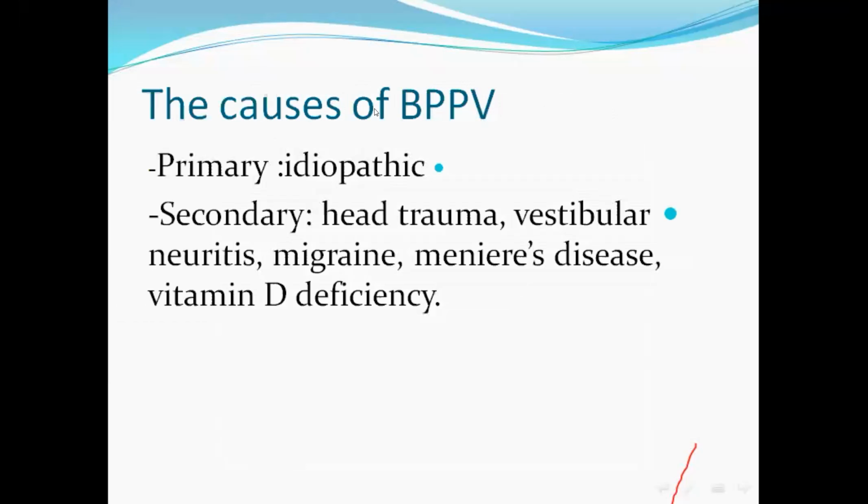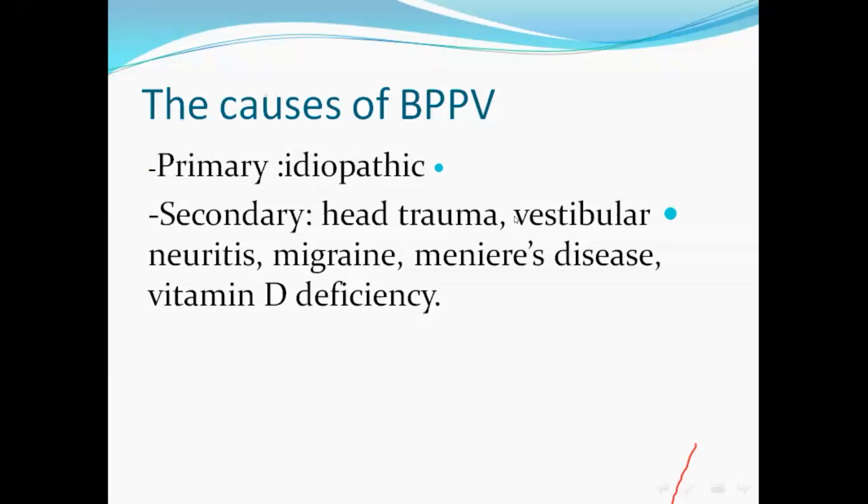So these are the types and presentations of BPPV. Now, what are the causes of BPPV? We can divide BPPV into two types, primary or secondary. In most cases, BPPV is primary, idiopathic. We don't know the cause. It's usually more common in older populations, but we don't know the exact etiology. BPPV could be secondary to head trauma.